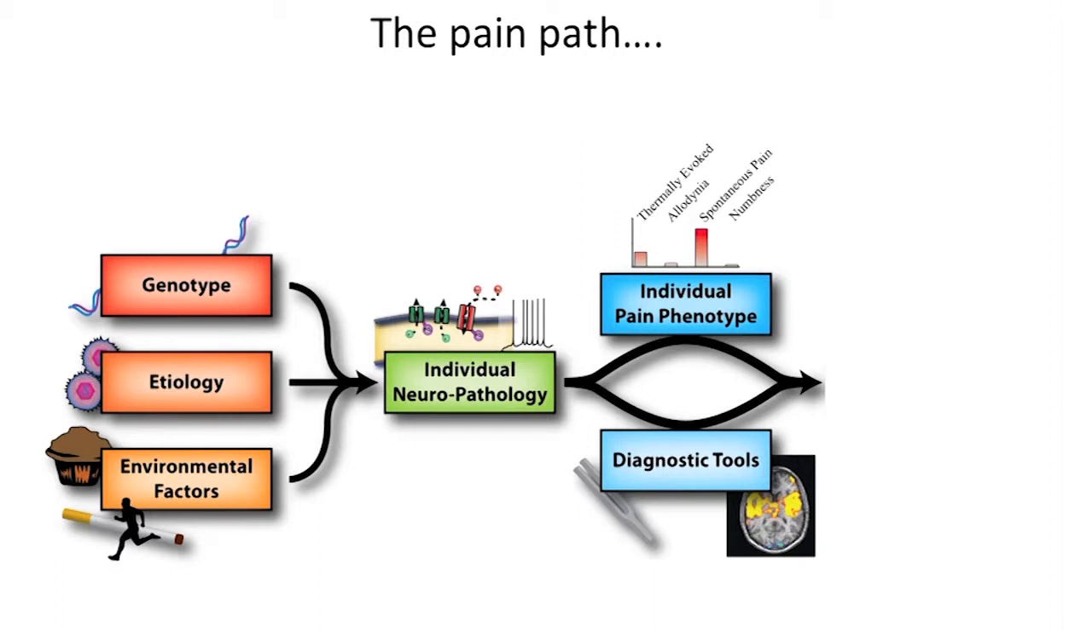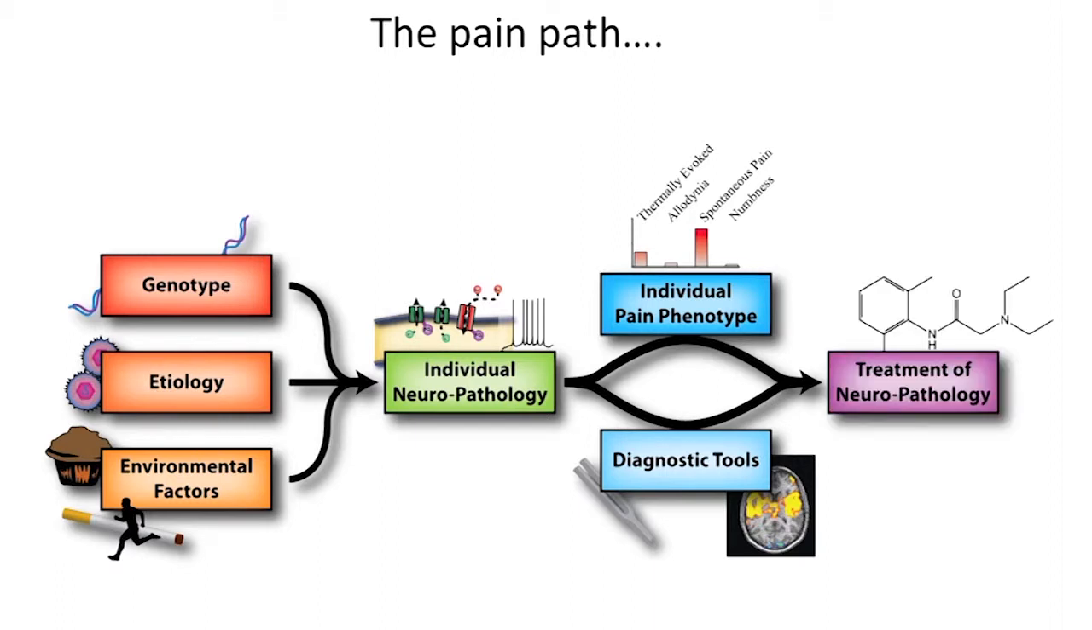The end of the pain path is the treatment that we choose for our patients. In the past, the treatment choices have been largely empirical. Based on our experience, we associate certain syndromes with certain treatment choices. I would like to try and convince you that the way forward to optimize treatment is to target the treatment at the individual neuropathology that is present in our patients. And I will illustrate this as we proceed in this talk.